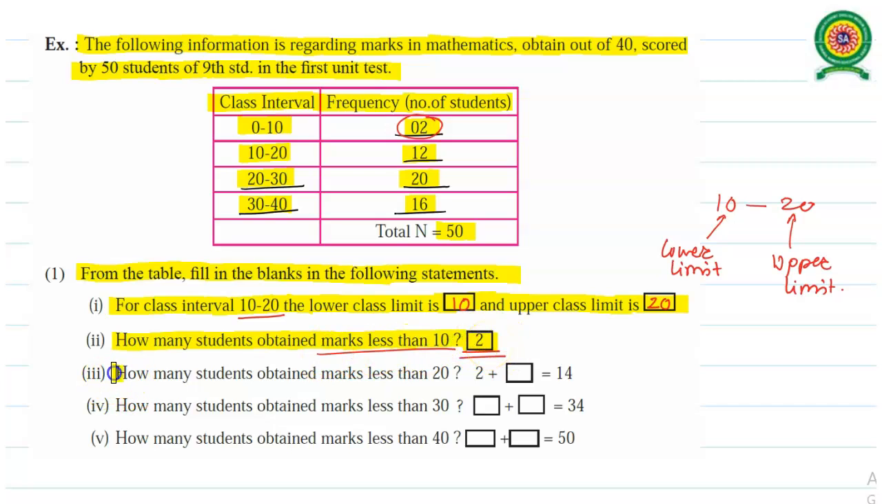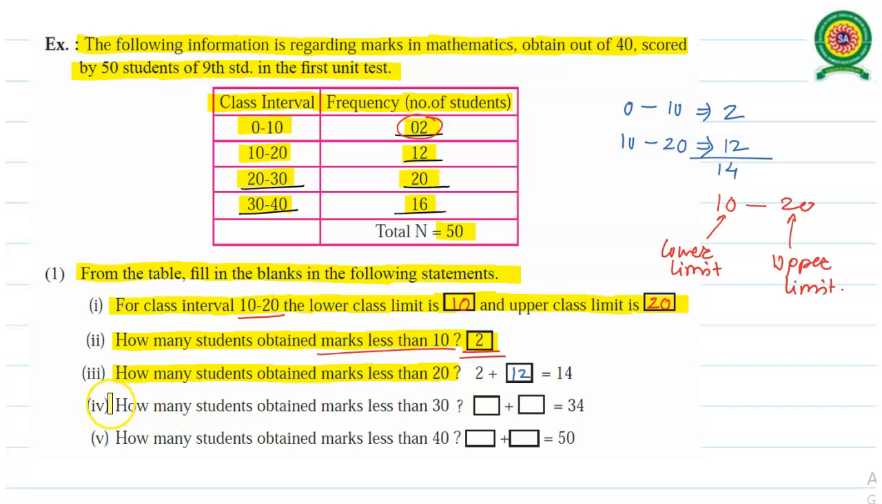Now look at the third sub question. How many students obtained marks less than 20? For less than 20, a few students have marks between 0 and 10, that is 2. And a few students have marks from 10 till 19. That means there are 12 students. So 12 plus 2 gives 14 students. So our answer is 2 plus 12, which equals 14. 2 are the students who have marks from 0 till 9, and 12 are the students having marks from 10 till 19. So 2 plus 12 is 14.